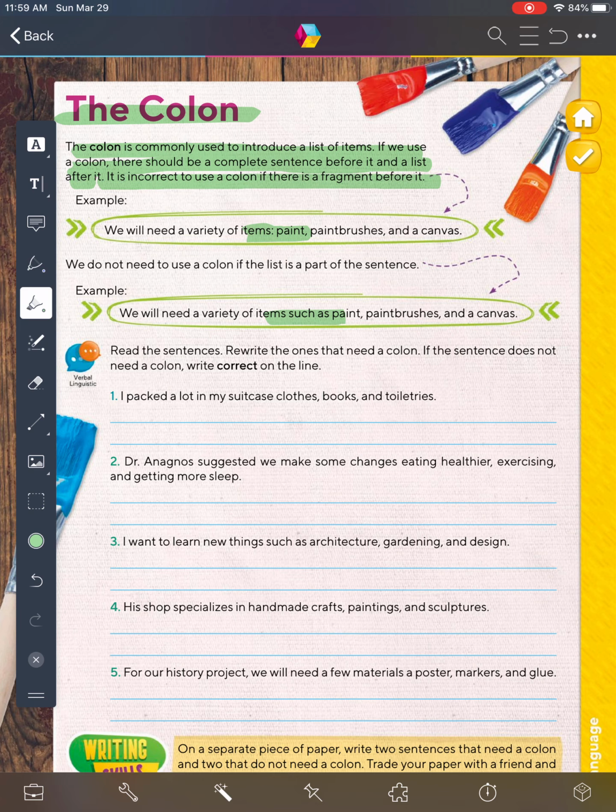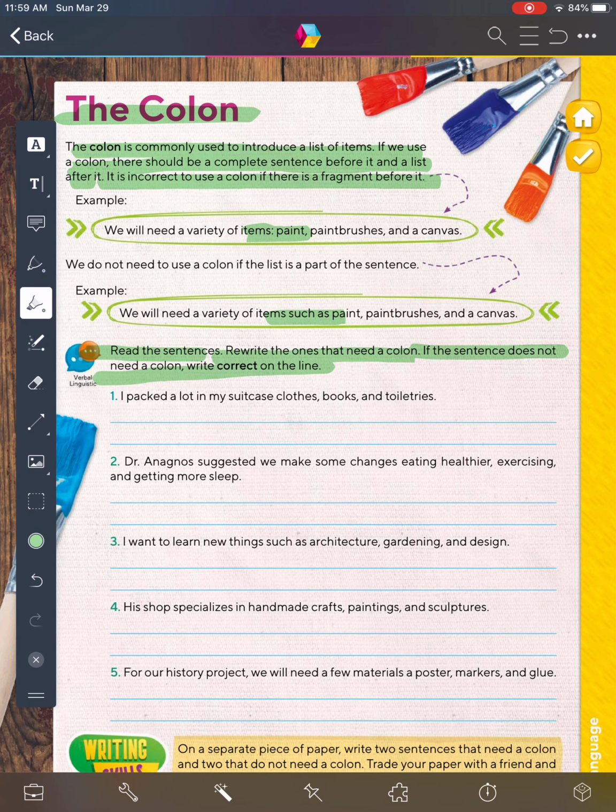Now on the second sentence, we use some other words to connect the idea. In this example it is such as paint, paintbrushes, and a canvas. So we don't need a colon there. Read the sentences. Rewrite the ones that need a colon. If the sentence does not need a colon, write correct on the line.